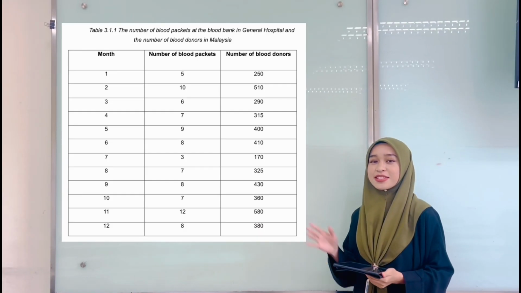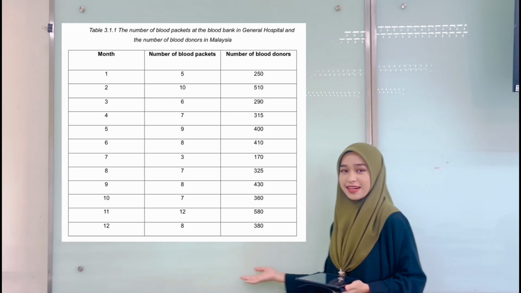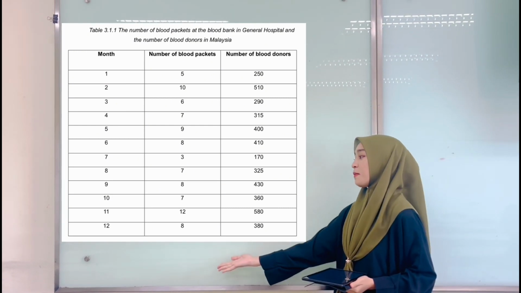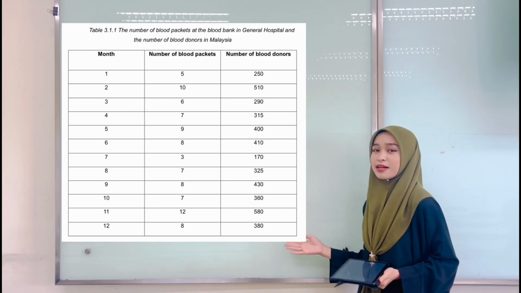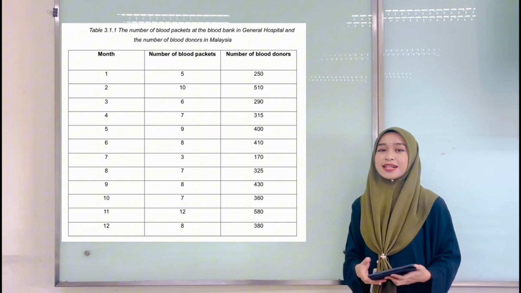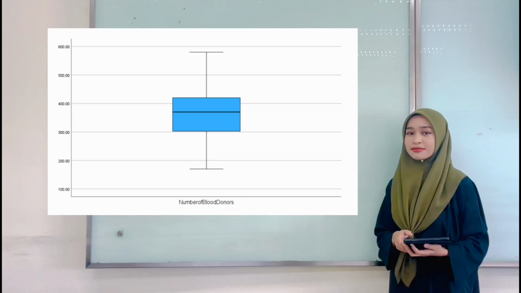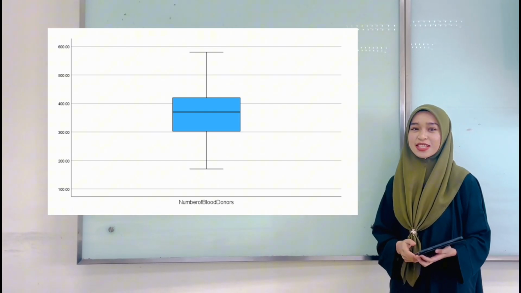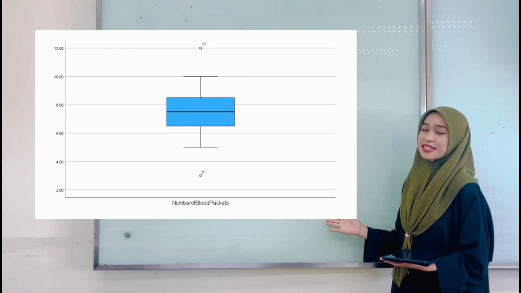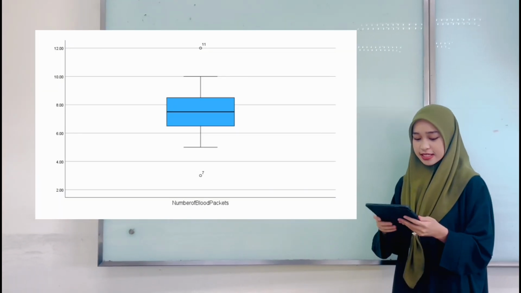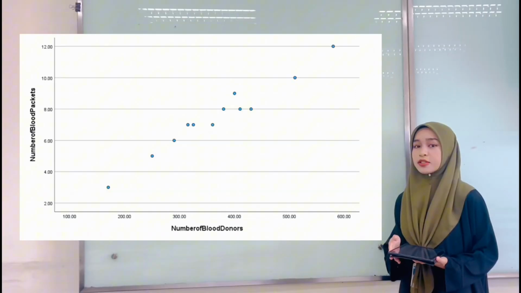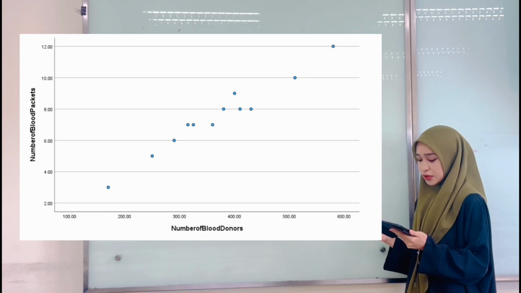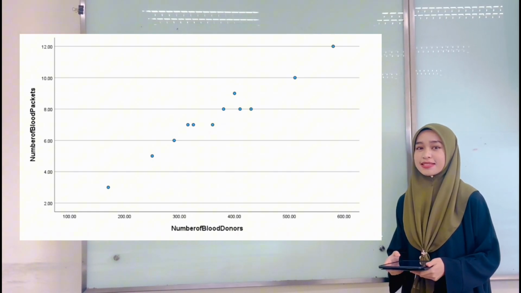Chapter 3 is results and interpretation. So this is our data: month, number of blood packets, and number of blood donors. As we know, number of blood packets is the dependent variable, and number of blood donors is the independent variable, and are classified as quantitative data. So this is the graph of number of blood donors. As we can see, the distribution is skewed to the left. This is the graph for number of blood packets. The distribution is normally distributed. This is the scatter plot. As we can see, there is a strong positive linear relationship between number of blood donors and number of blood packets.